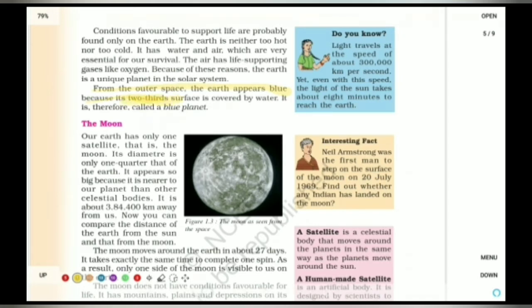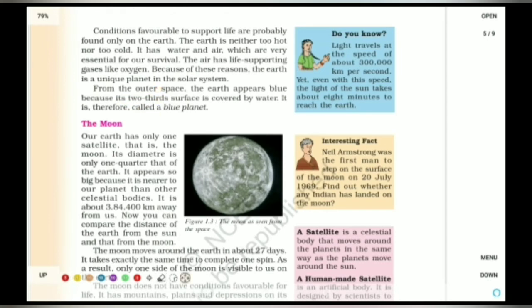From outer space, the Earth appears blue because 2/3 of the surface is covered by water. It is therefore also called the blue planet. Almost 2/3 is covered with water, only 1/3 is land.